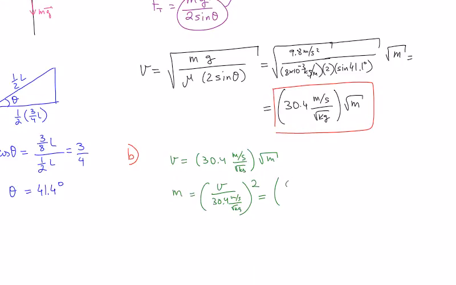So that's 60 meters per second divided by 30.4 meters per second over square root of kilogram. See, these two will cancel out, and the square root of kilogram will come to the top, and when you square it, the result will be kilograms. And plug this into a calculator. Most probably you will get 3.89 kilograms.